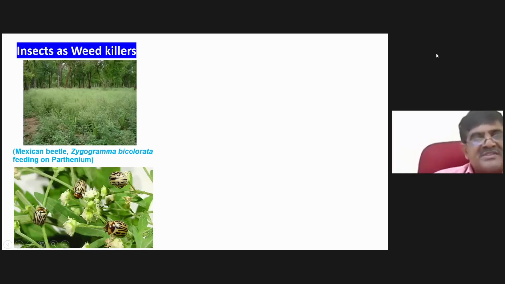As you see in the diagram, these are some beetles. This beetle is called the Mexican beetle, Zygogramma bicolorata. This can be used in the biological control of Parthenium.